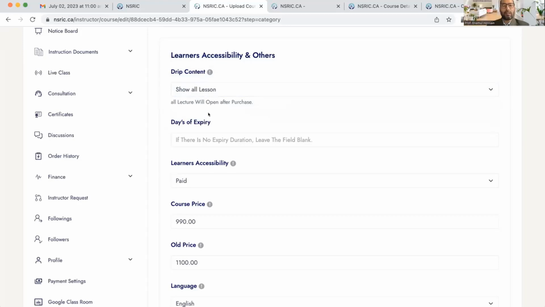May I add something here, Miss Anna? This is very important as a student, because when a student purchases the course, apart from NIST and Cat 12 unit courses, I think we should keep all the courses as show all lessons at once, because they will see the course lesson plan, the course outline, and then they will purchase the course.